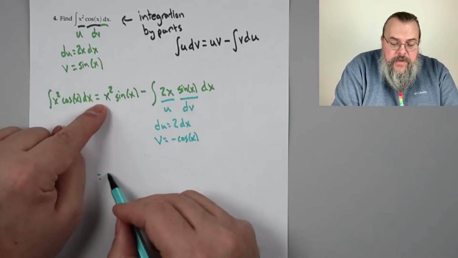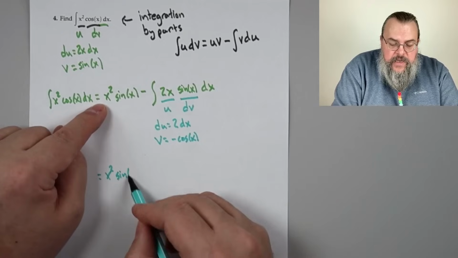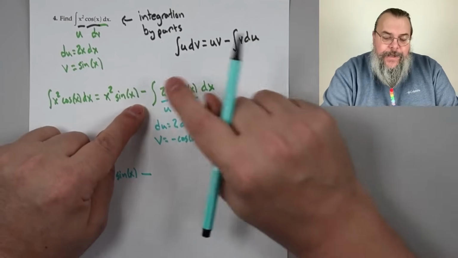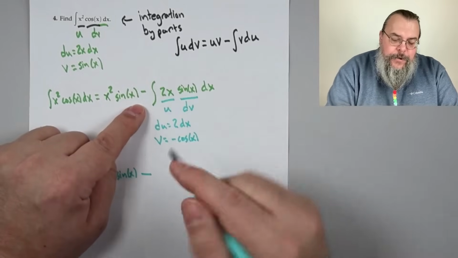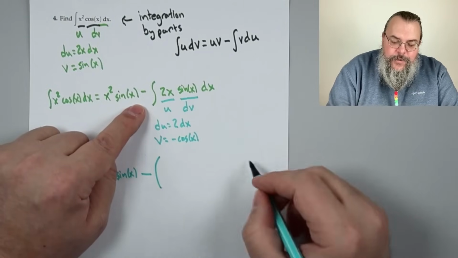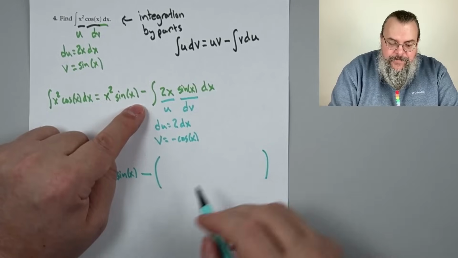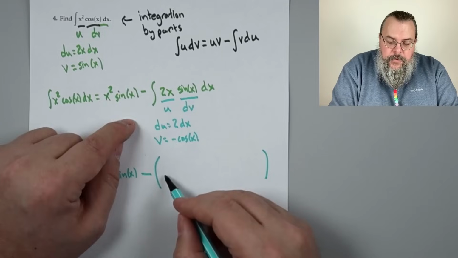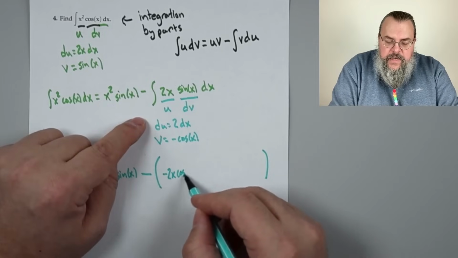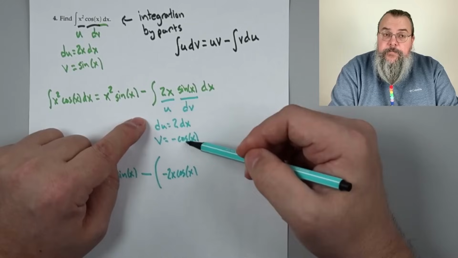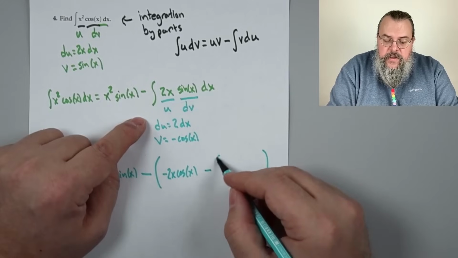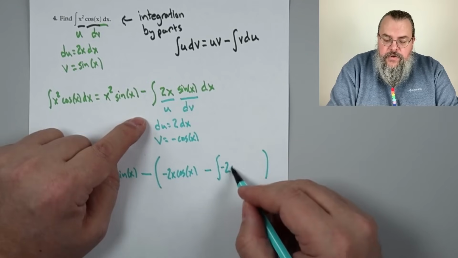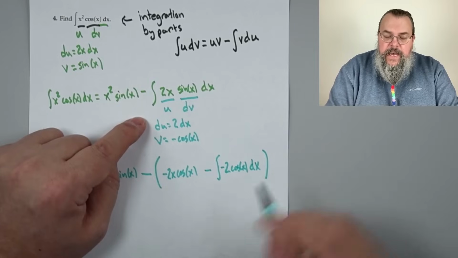Well, we copy from above: x squared sine of x. That just follows along. Don't forget it. Minus, and I will tell you, a lot of people lose points right here, parenthesis. So we want to put stuff on the inside. Okay, so uv minus 2x cosine x, right? There's our uv, minus the integral v du, which is minus 2 cosine x dx.